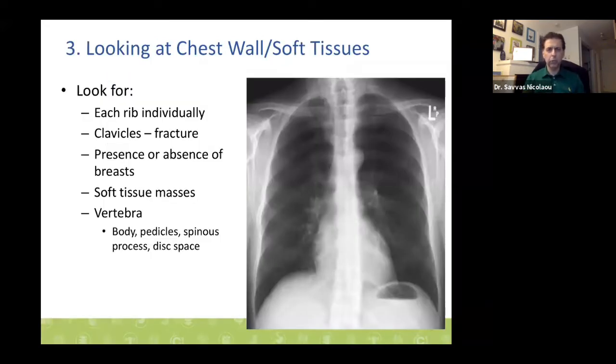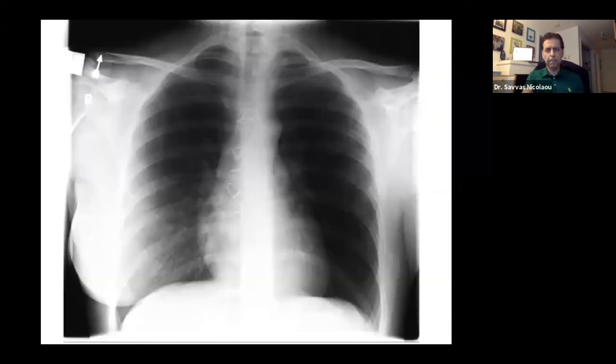Now, chest wall soft tissues. Look at each rib individually. Look at the clavicles for fractures, the presence or absence of the breast soft tissues, soft tissue masses, vertebral bodies. Look at the vertebral bodies. Look at the pedicles. Look at the spinous process. Make sure they're intact. They're not destroyed. Usually a metastatic process would destroy the pedicle and the spinous process. It's very common for metastatic diseases to have a predilection for the posterior elements of the vertebral bodies.